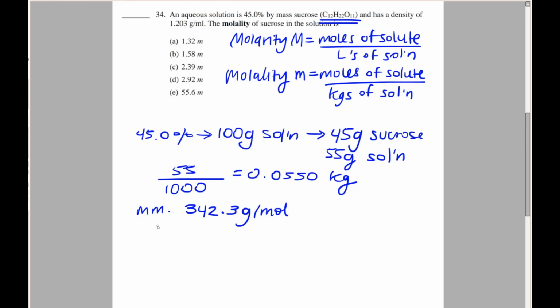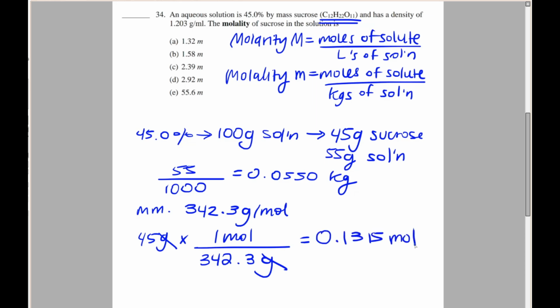So to find the number of moles, we just take this 45 grams in this hypothetical scenario of 100 grams total solution, and we divide that by the molar mass. So 45 grams times 1 mole over 342.3 grams, which is the same as just dividing it, but it might be helpful to write it out as a dimensional analysis problem to cancel the units. We're going to get around 0.1315 moles of sucrose.